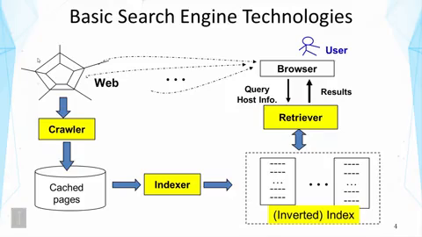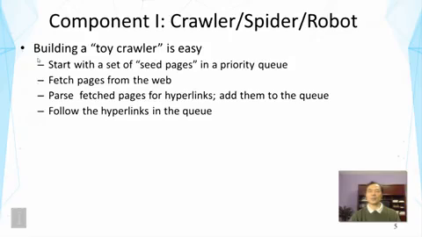First, we're going to talk about the crawler, also called a spider, or a software robot that would do something like crawling pages on the web. To build a toy crawler is relatively easy because you just need to start with a set of seed pages and then fetch pages from the web and parse these pages to figure out the new links and then add them to the priority queue and then just explore those additional links, right?